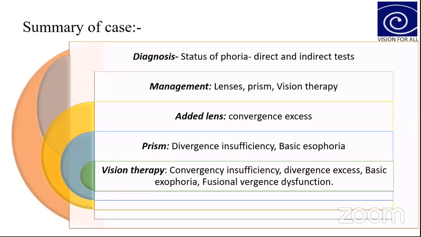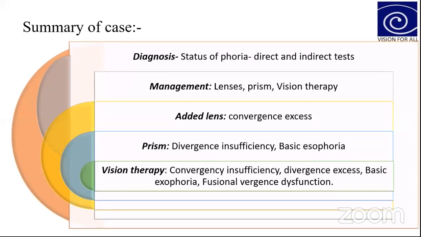So here, always try to correlate the direct test and indirect test. As I told, your indirect tests are near point of convergence, fusional vergence amplitude, and vergence facility. And indirect tests are indirectly mixed with something like negative and positive relative accommodation, binocular accommodative facility, and monocular estimate value as well. If you come to the management, we can prescribe lenses, prism, and vision therapy for the visual dysfunction.